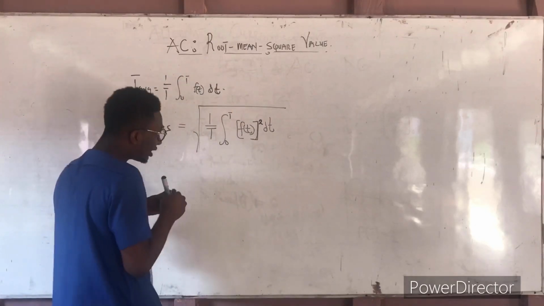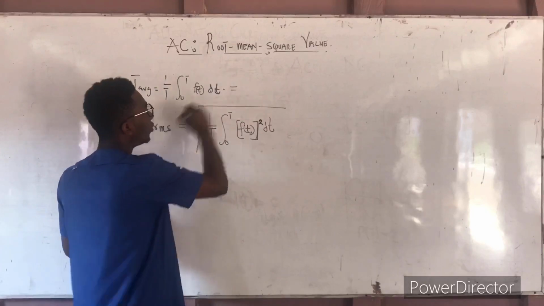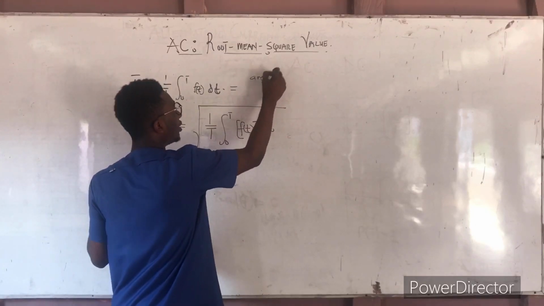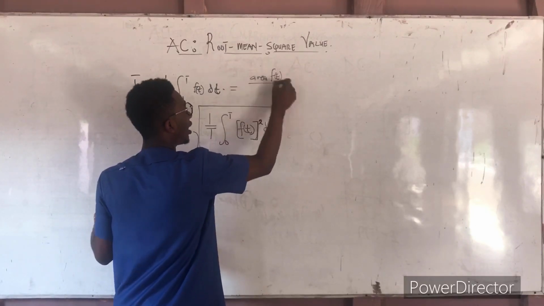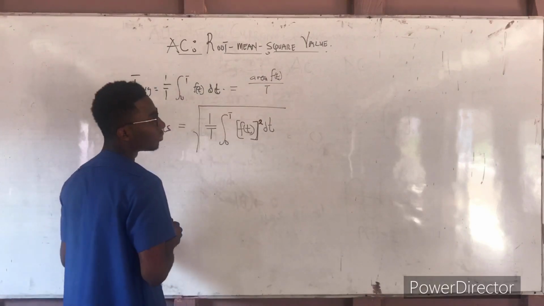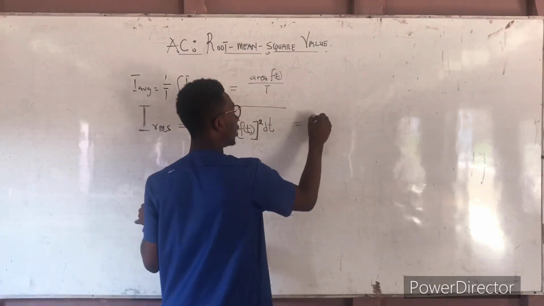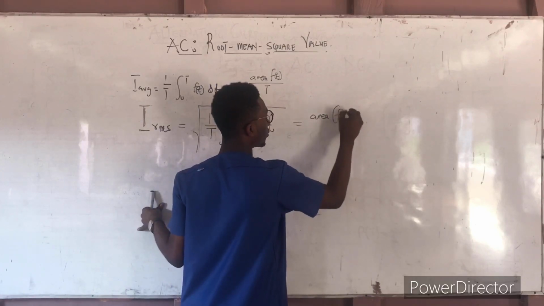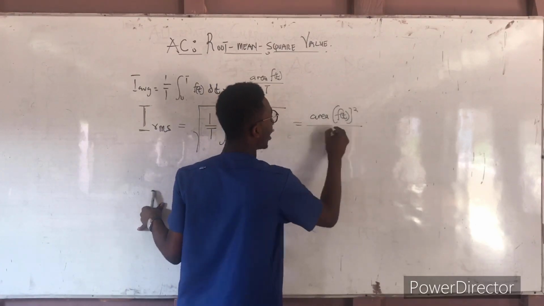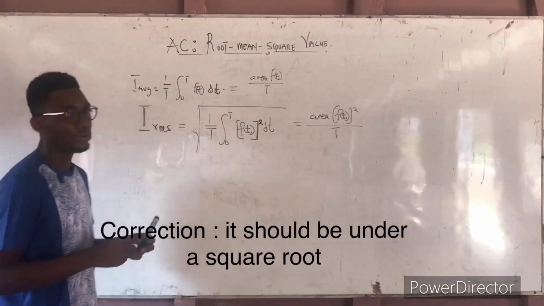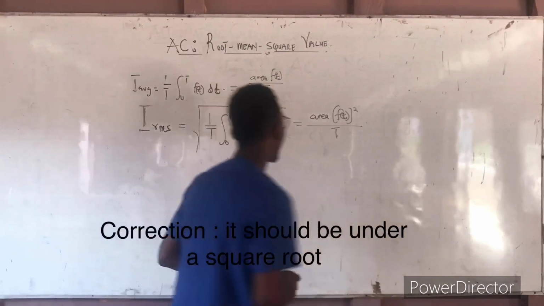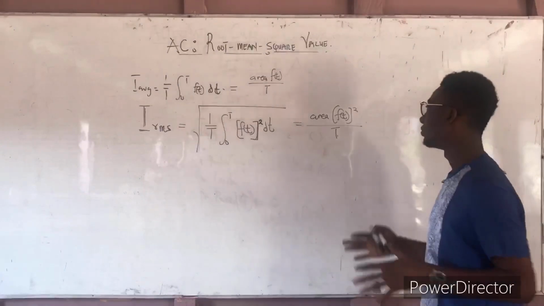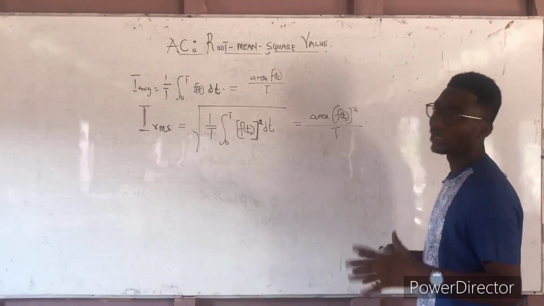And this same value, as we said, the average value is the same as the area under the function divided by the period. This can also be equal to the area under the square function divided by the period. And that is the root mean square value.